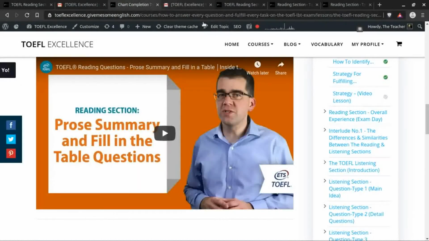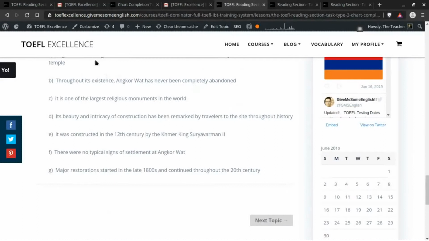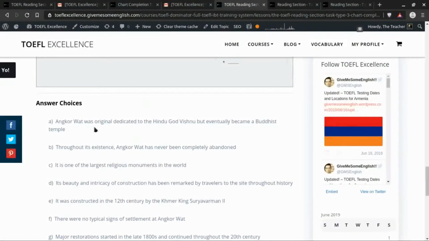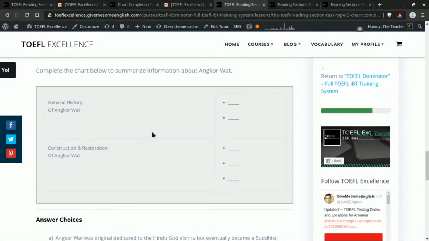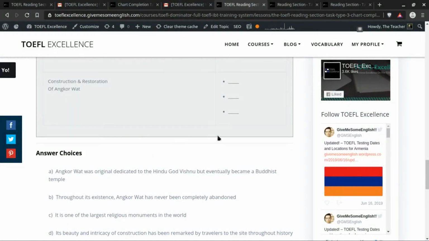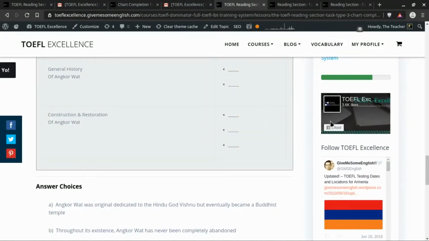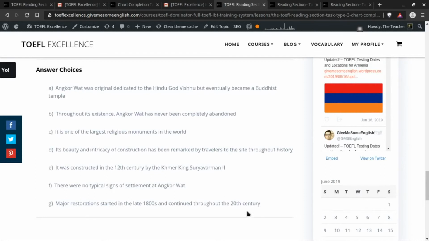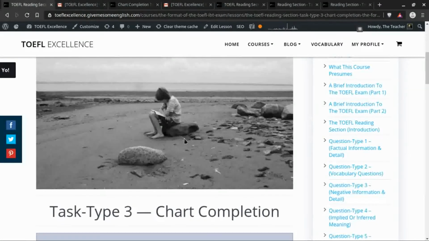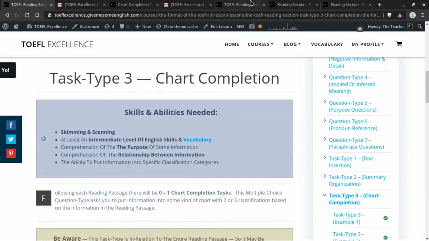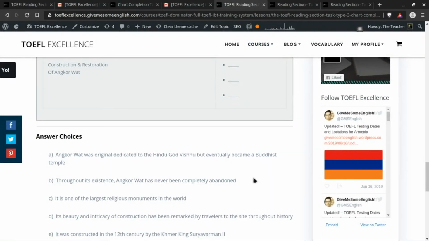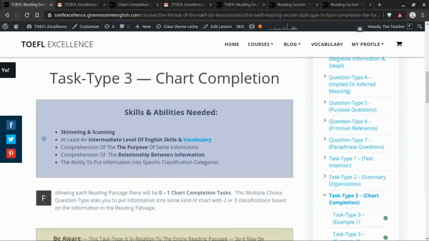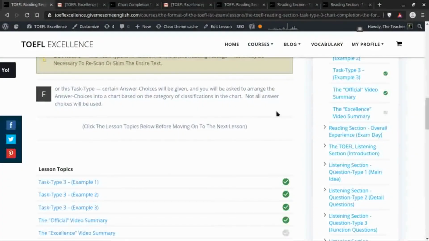You have a chart with 2 or 3 different categories, and you have 7 answer choices. You just have to go through and fit each one into the correct category. Some are obviously correct. You put them in the right category. Some are obviously wrong. You eliminate those. The ones that are left over, you have to use the keywords and your ability for scanning to find which category they fit into. And that's it. So that is the brief summary of the chart completion task, which is the last of the reading section.